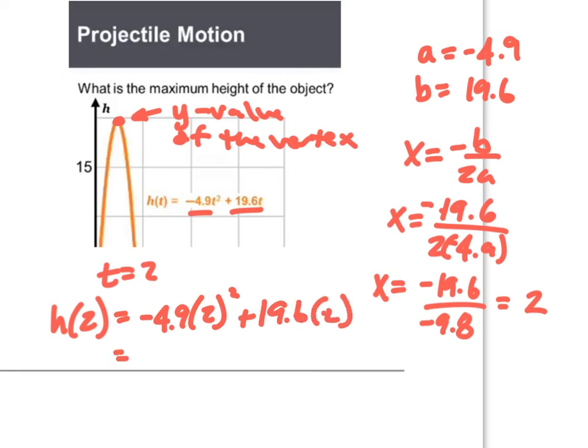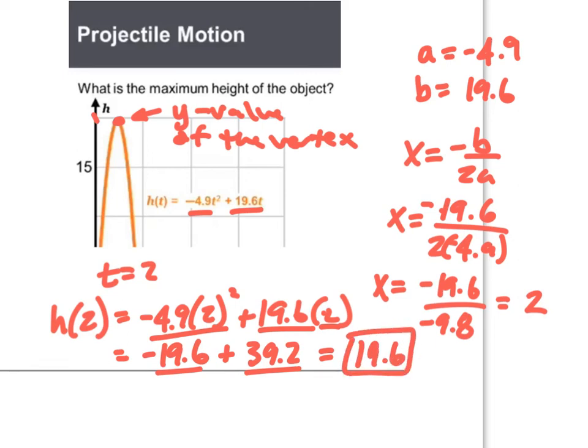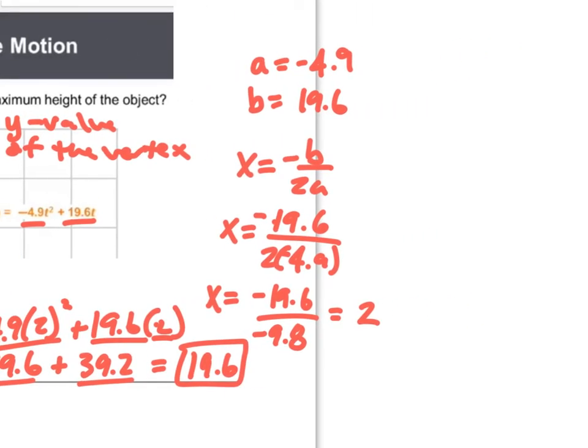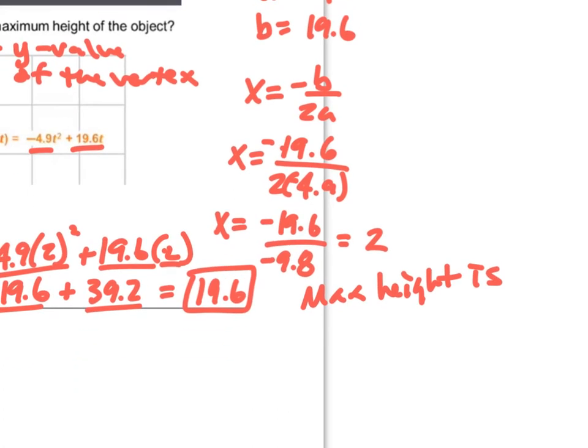And then, all right, so this is just going to give me this part right here. -4.9 times 4 is going to give me -19.6. And then plus 19.6 times 2 is 39.2. And so if I take -19.6 plus 39.2, it's just going to give me positive 19.6. So our max height is 19.6 meters.